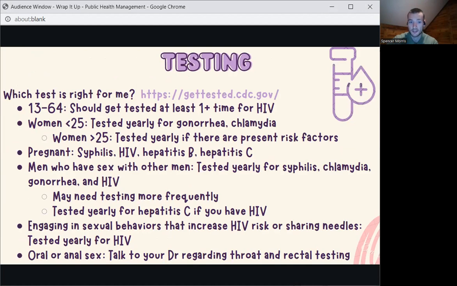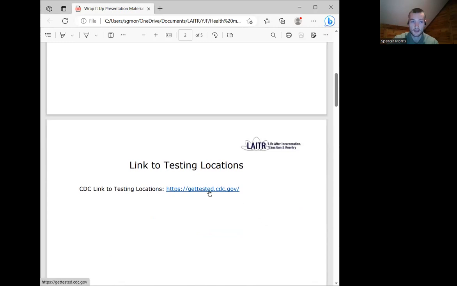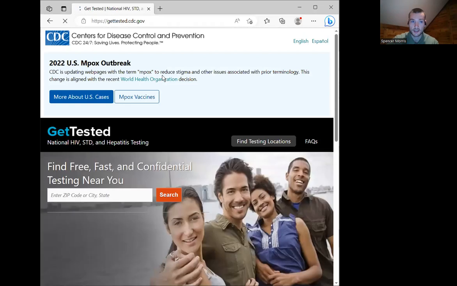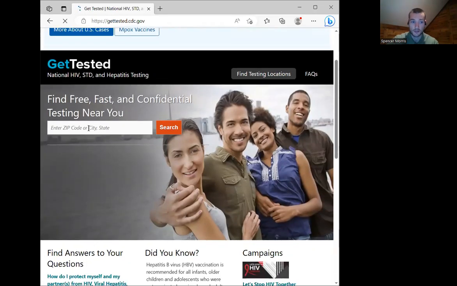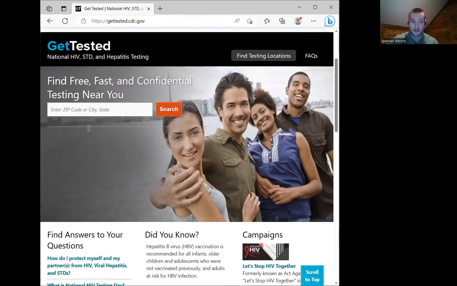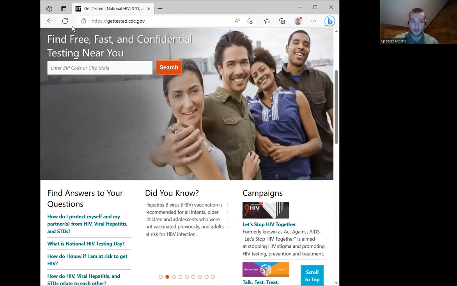In the presentation materials provided for this presentation, page 2 is a link to the CDC website, and that gives you information on different testing centers in your area. So all you would put in is your zip code or your city and state, and you can find local testing centers that will offer testing at free or low cost.